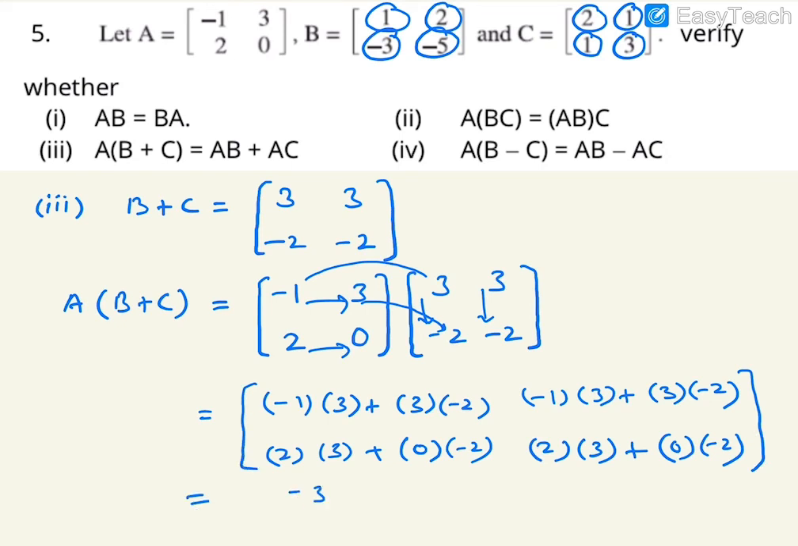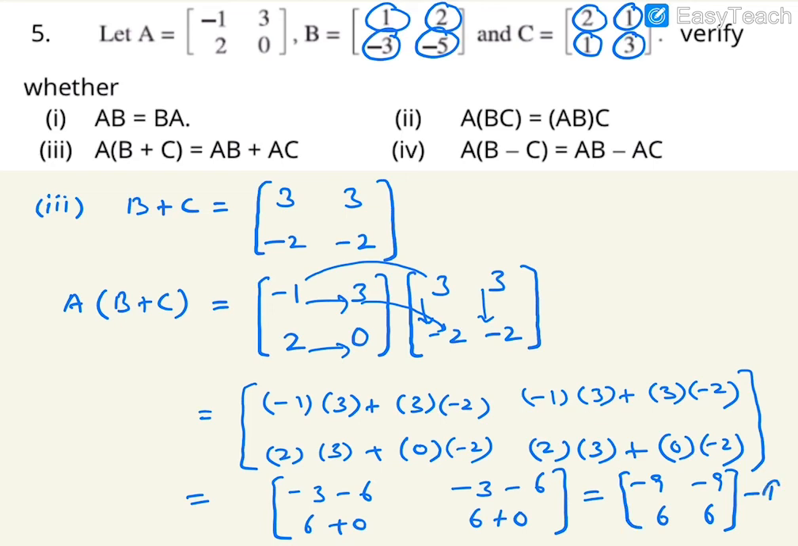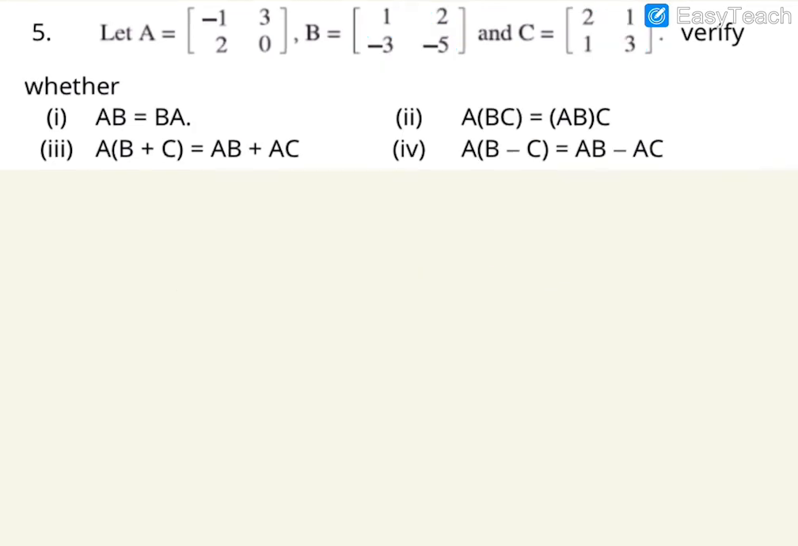Finally we will get minus 3 minus 6, minus 3 minus 6, 6 plus 0, 6 plus 0. So we will have minus 9, 6 and 6. Say this is 1. Now we need to find AB and AC, then we need to add both.